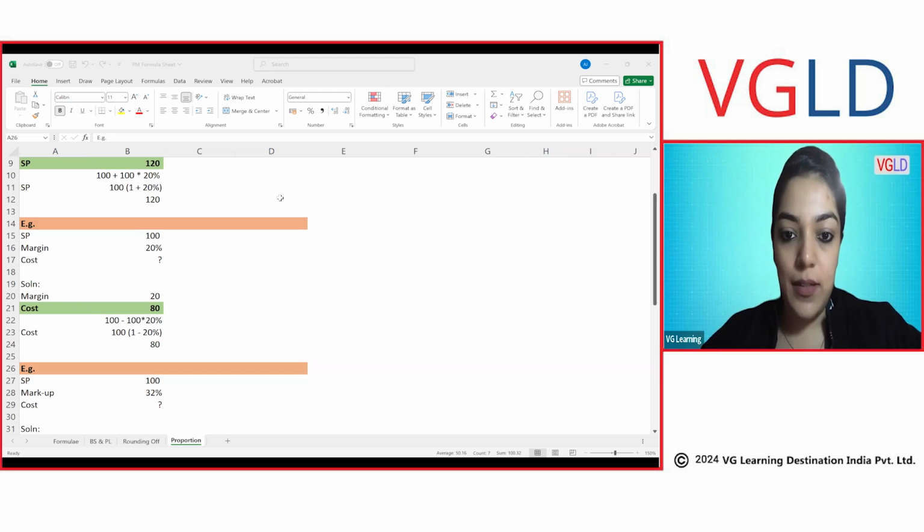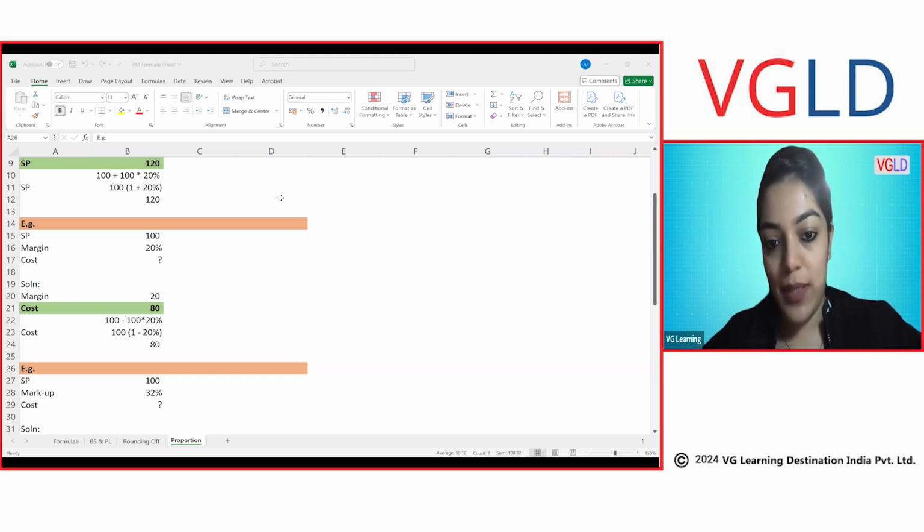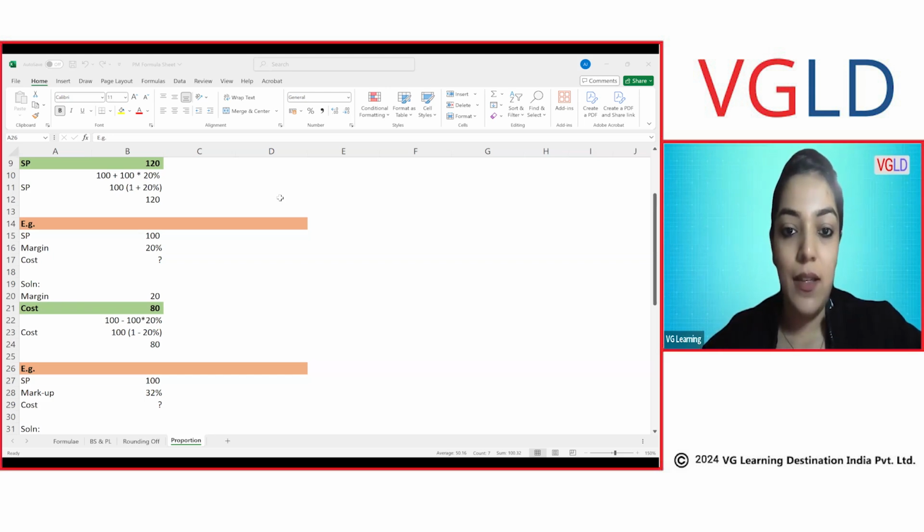So 100 into 0.68, or someone has given 100 divided by 1.32. Okay, so I've got Supratik and Varsha telling me 75.75 and Saurav telling me 68. I'm waiting for some more answers. Please tell me.